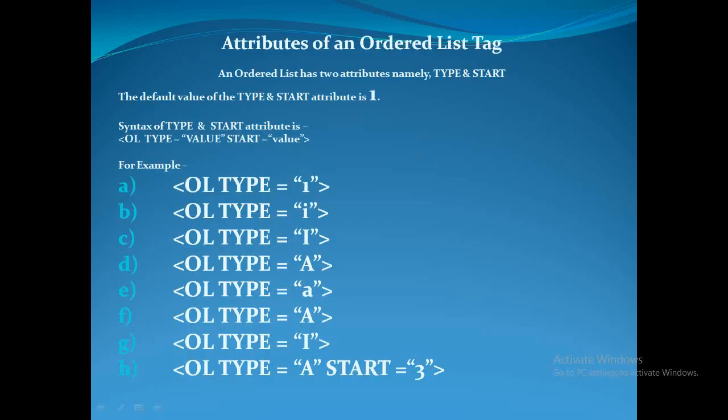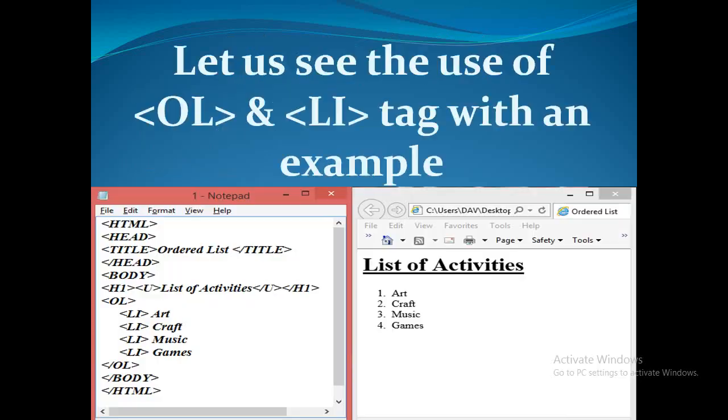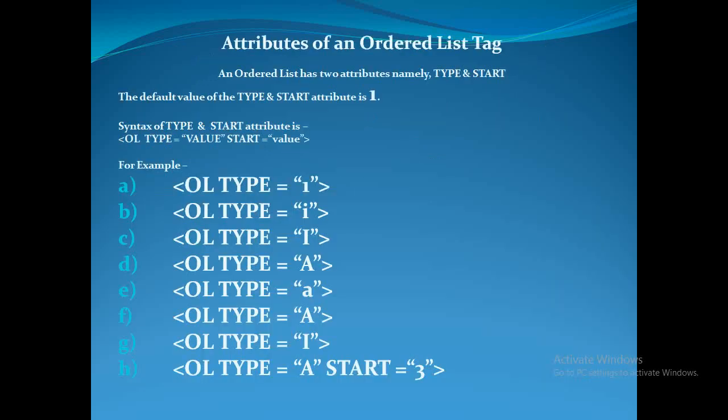Let us see its attributes. It has two attributes, namely type and start. The default value of the type and start attributes is 1. That means here I have not used any attribute, but 1, 2, 3, 4 is automatically coming. This is the default value.